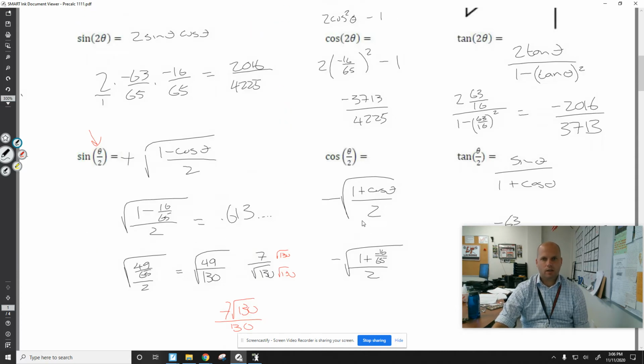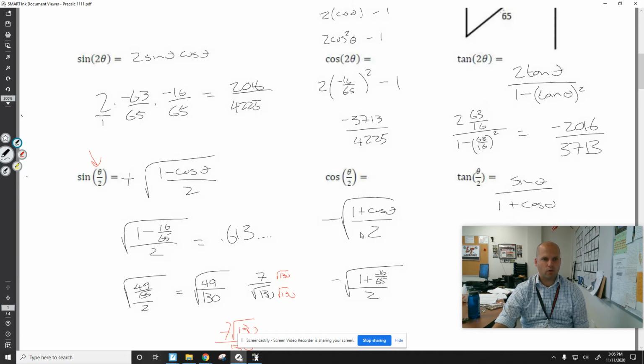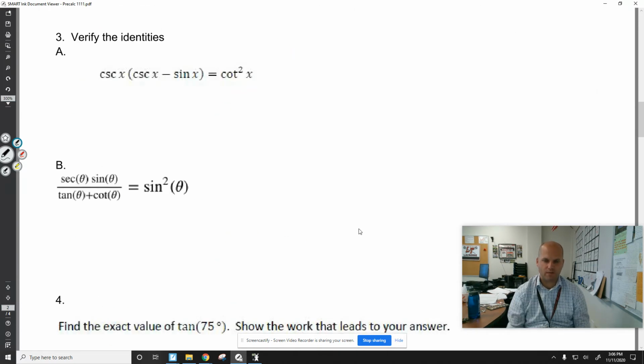Okay, so lots of work for those first two problems. Number 3, verify the identities. We did these in class. I'll just show them to you again. I see cotangent, I see cosecant. There's multiple ways to do it. I see the parentheses. I feel like I gotta distribute. That's my first instinct.